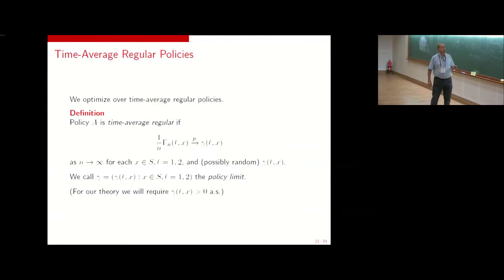Now I'm going to make a bit of a mathematical restriction. I'm going to assume that the adapted policies that I'm looking at are what I'm going to call time average regular, which means that the long run fraction of time that I use treatment L in state x converges to some limiting probability, where these gamma of L, x's could potentially even be random. So I'm going to assume that these limiting fractions exist. That's what I call time average regularity. And the limits that I have over here, I'll call the policy limit.